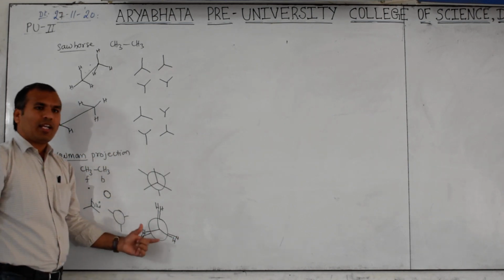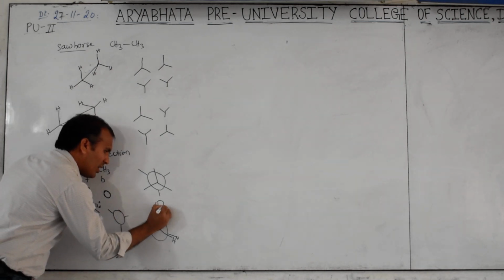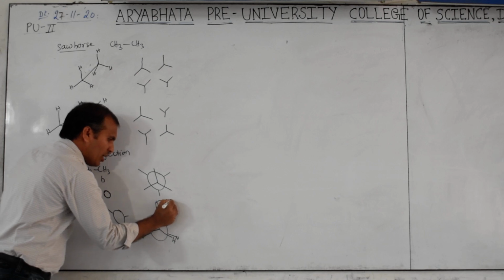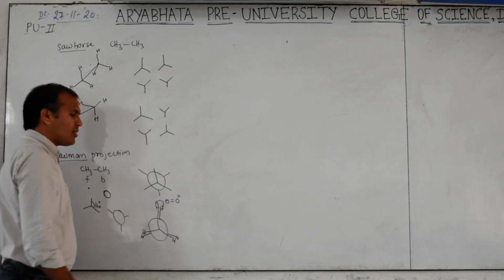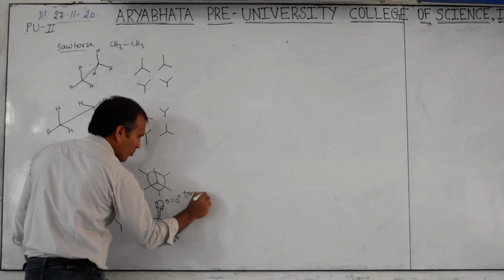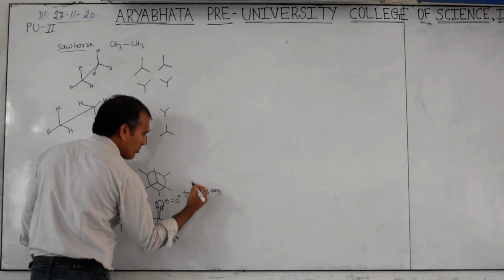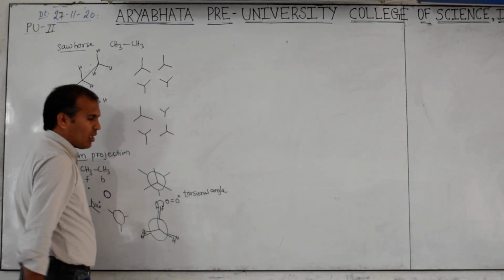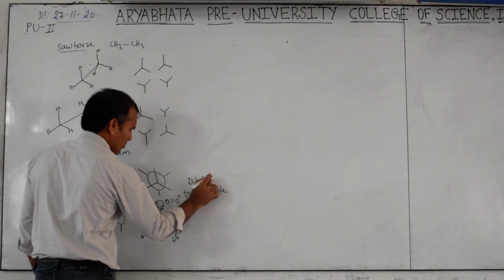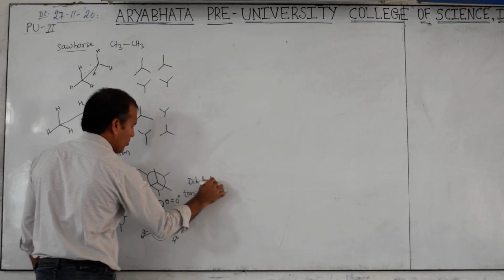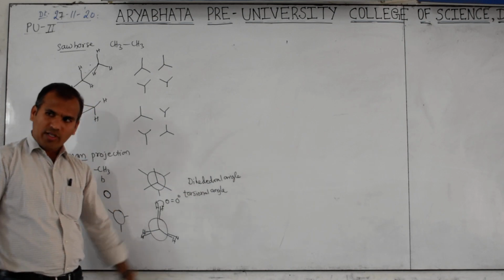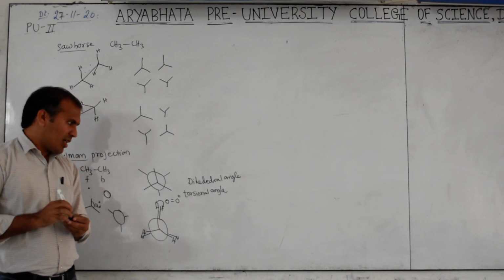This is the eclipsed form. This angle is how much? 0. Theta is equal to 0. This is also known as torsional angle, or also known as dihedral angle. Dihedral angle. These words are important for competitive exams. What is the torsional or dihedral angle?